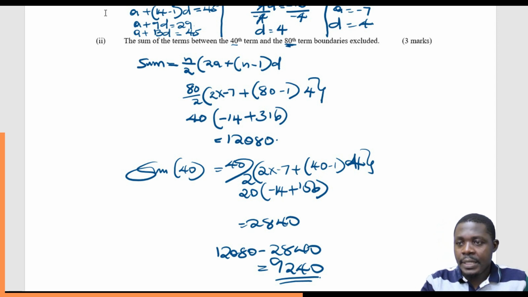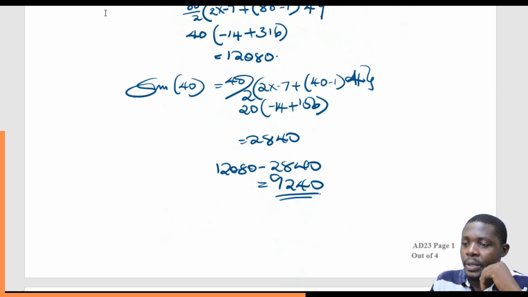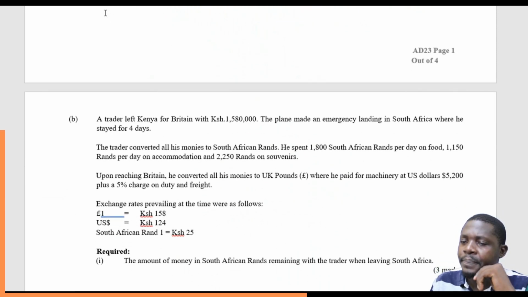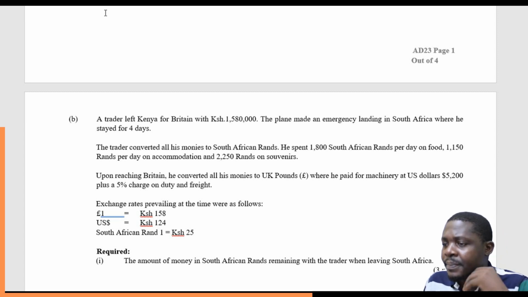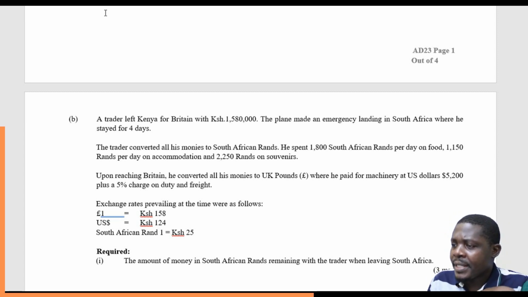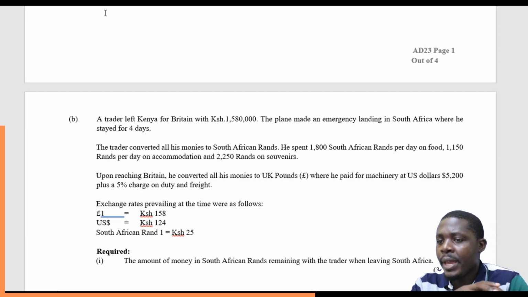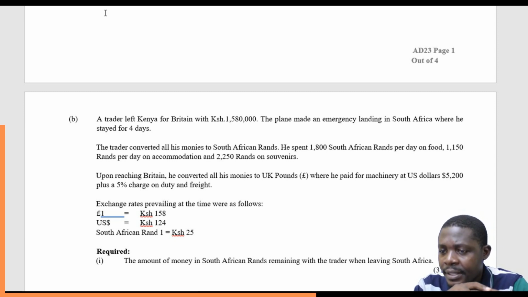That is what is needed in Roman number 2 of part A. Let's look at part B. A tractor left Kenya for Britain with 1,580,000. The plane made an emergency landing in South Africa, where he stayed for 4 days.